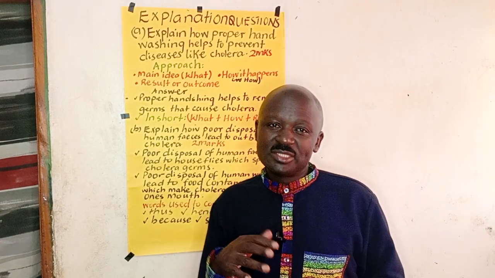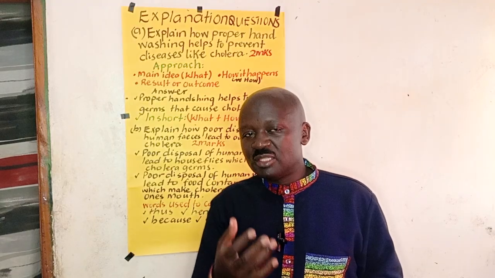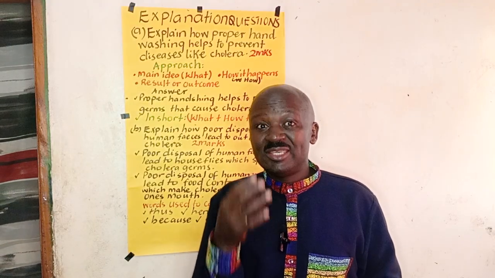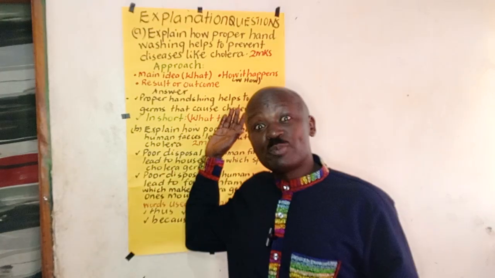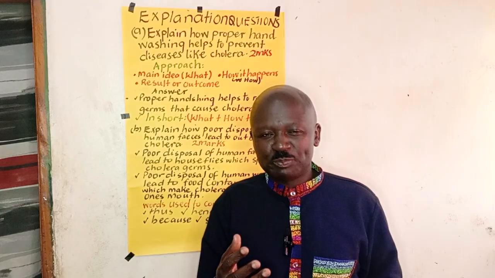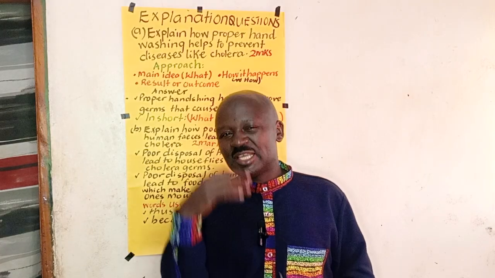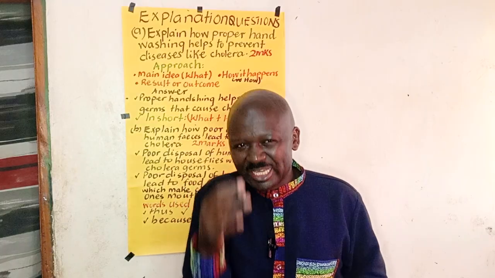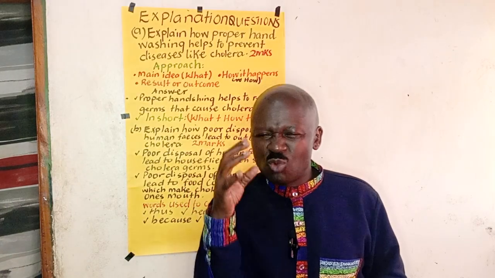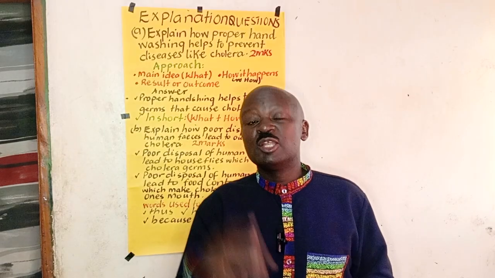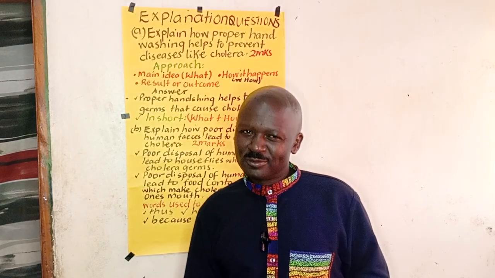In other words, the learner or the candidate is expected to show that he or she understands, for example, how proper hand washing helps prevent diseases like cholera. The child is supposed to explain the concept of proper hand washing and how it helps prevent diseases like cholera.